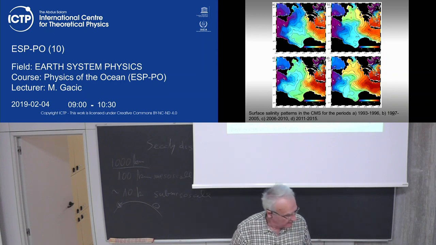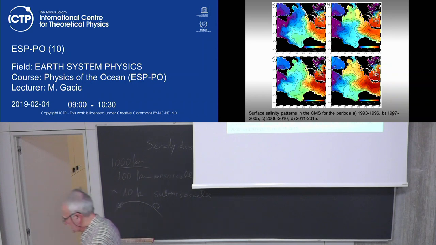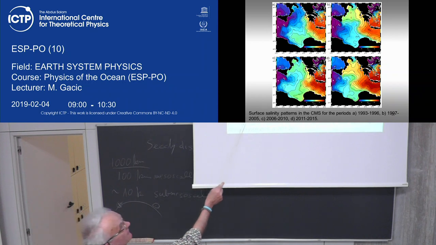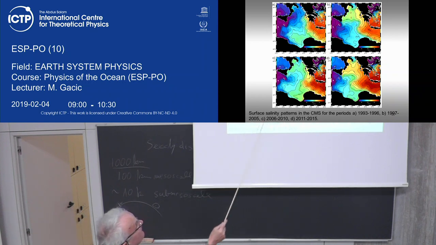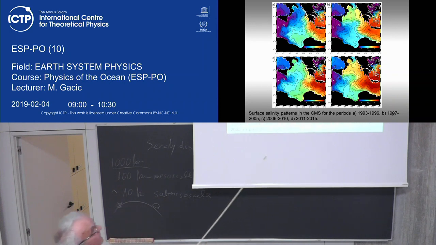This is just another illustration that not only the altimetry data, but also the surface salinity patterns give confirmation of this type of flow. This surface salinity pattern was obtained from a long-term running numerical model, for the same period when we have a cyclonic, anticyclonic, cyclonic and anticyclonic flow. These are the surface patterns of salinity distribution.